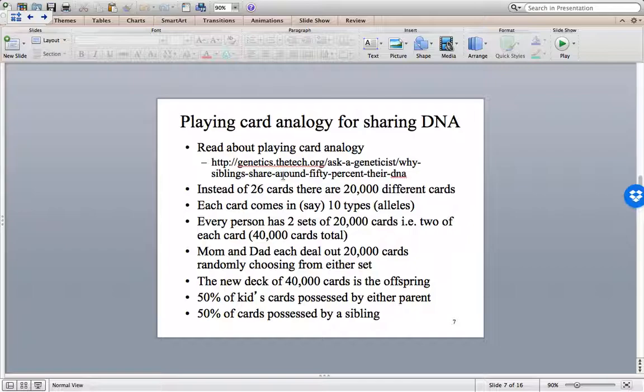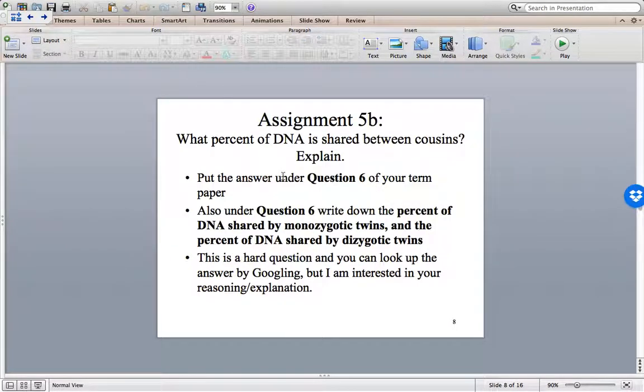If the offspring compares her cards to her mom's cards or dad's cards, she will find that 50% of her cards are possessed by her mom or dad, which makes sense because her mom or dad gave her 50% of her cards. If she compares her cards to her brother or sister, she will also find she will share 50% of her cards with them too. This is what it means to share 50% of your DNA. You share 50% of your alleles with your parent or your sibling.